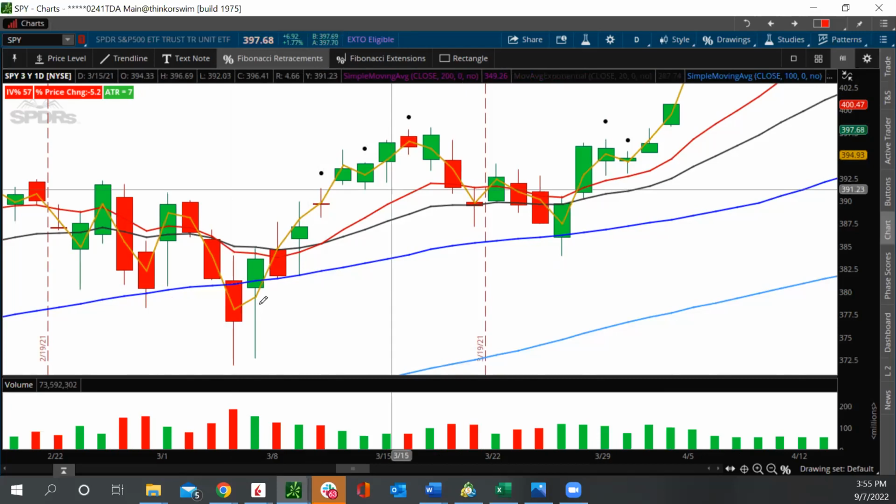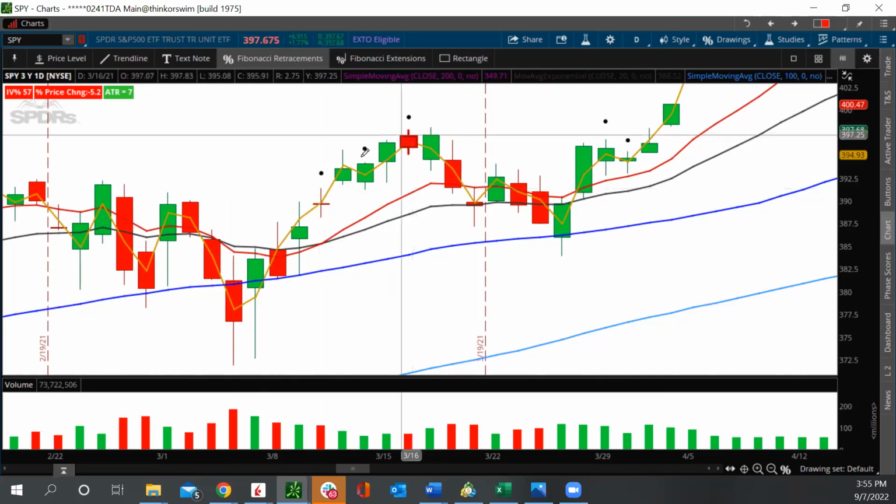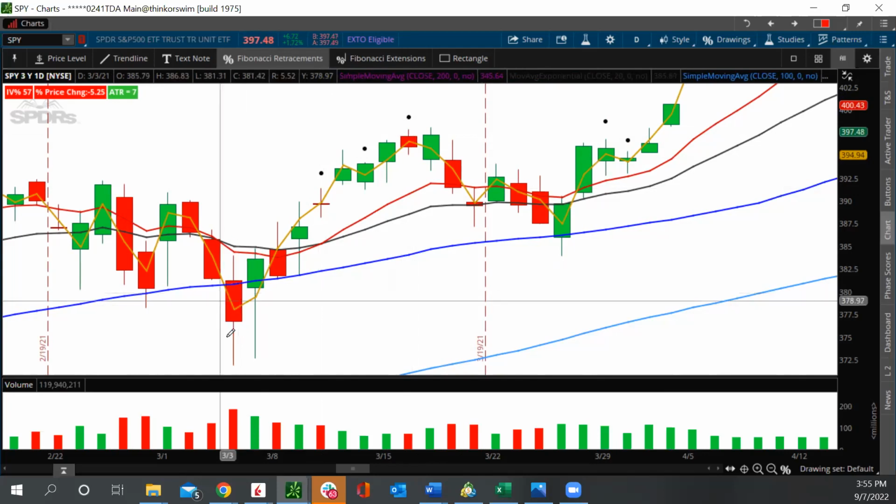So let's say you missed this move here and you're looking to get in, and somewhere in this area you're thinking, you know what, I want to get in a SPY long, but you're looking for an entry. Again, you don't want to buy up here. You want to buy on a pullback, right? Because nothing goes straight up. Everything goes up a little bit and comes back, or goes down a little bit and comes back. So you never want to just get into something as it's moving straight up. You want to wait for the pullback.